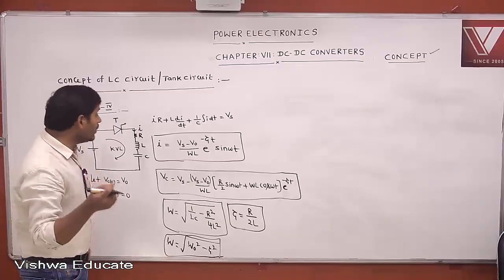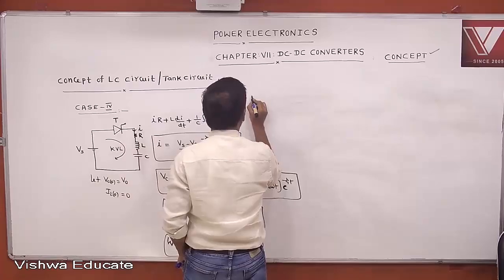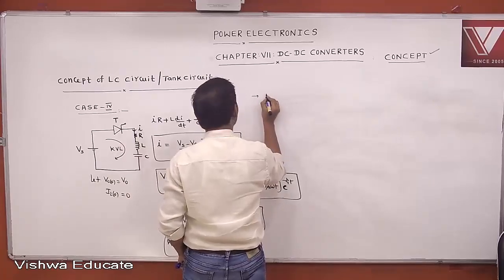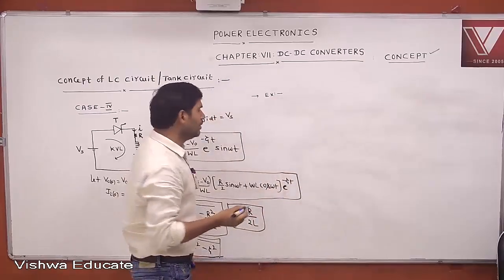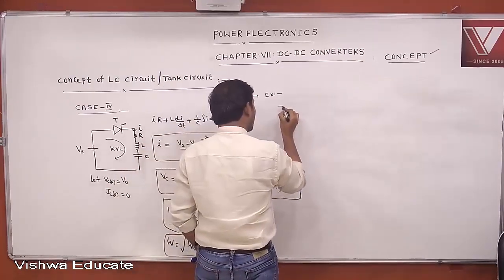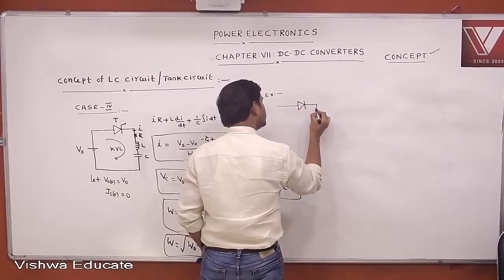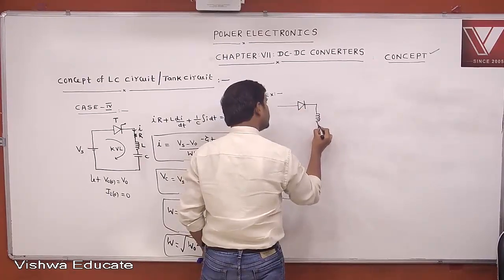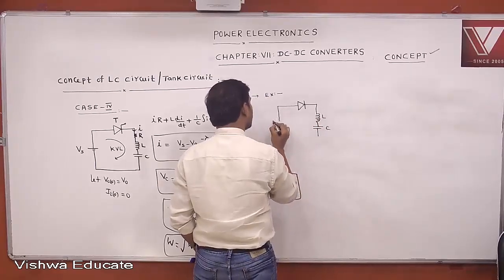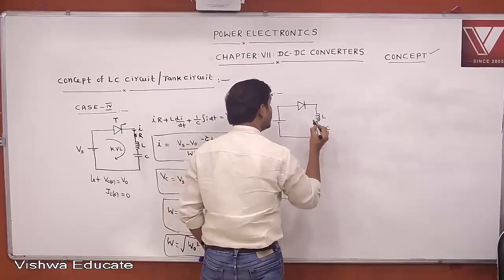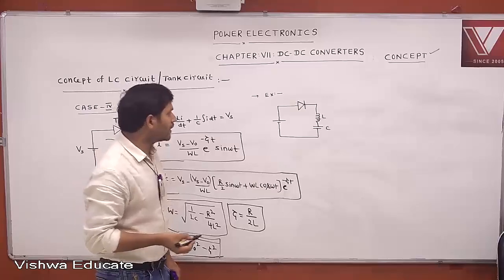But in this, mainly concentrate on 3 models of questions. For example, this is how to approach the problems that I am explaining. If any circuit is given like this, with a thyristor or diode, and it is given as an LC circuit. Okay, if it is given as an LC circuit.